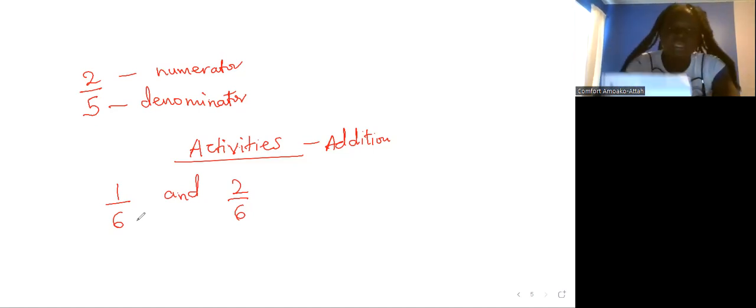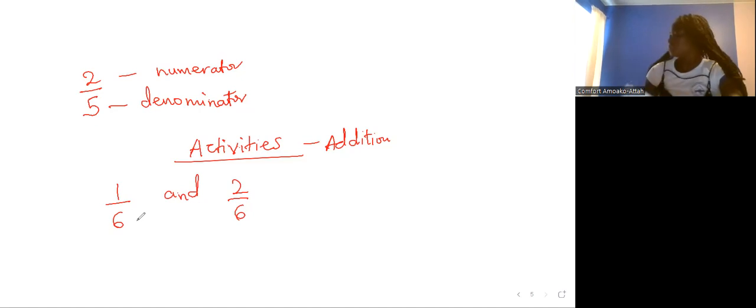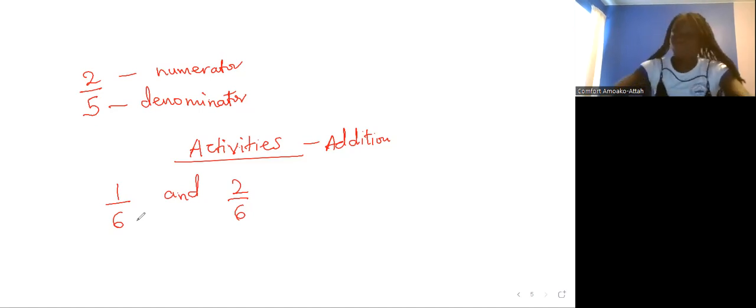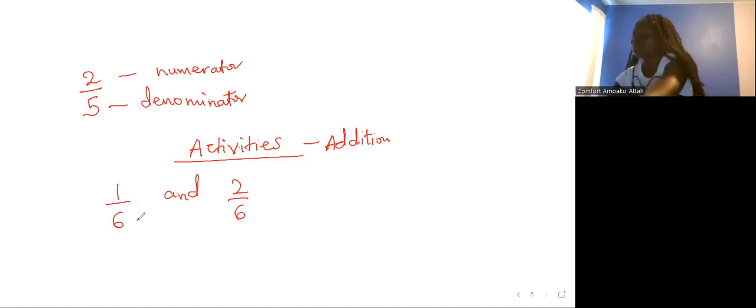Good. Then the fraction was what? 1 out of 6. So we shade 1 part out of it. So that is what I've done. Then I'll shade 1 part out of it. So do it and let's see, okay?